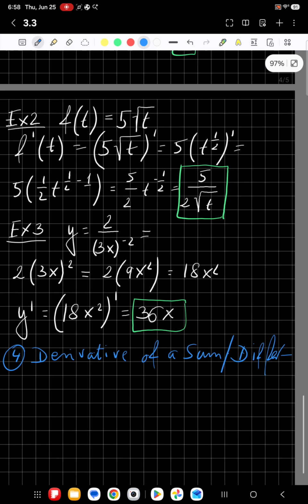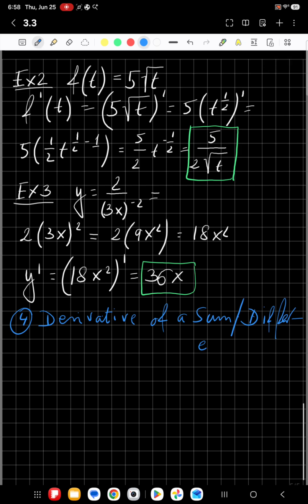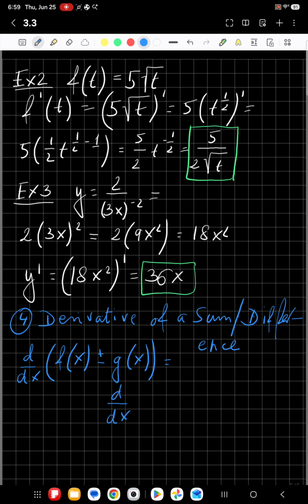Is there more space now? Okay, so if we're taking a derivative of a sum of some two functions, d dx of f of x plus or minus g of x, we simply, I don't have space here, but I'm going to write, we take a derivative of f of x, and then plus derivative of g of x.